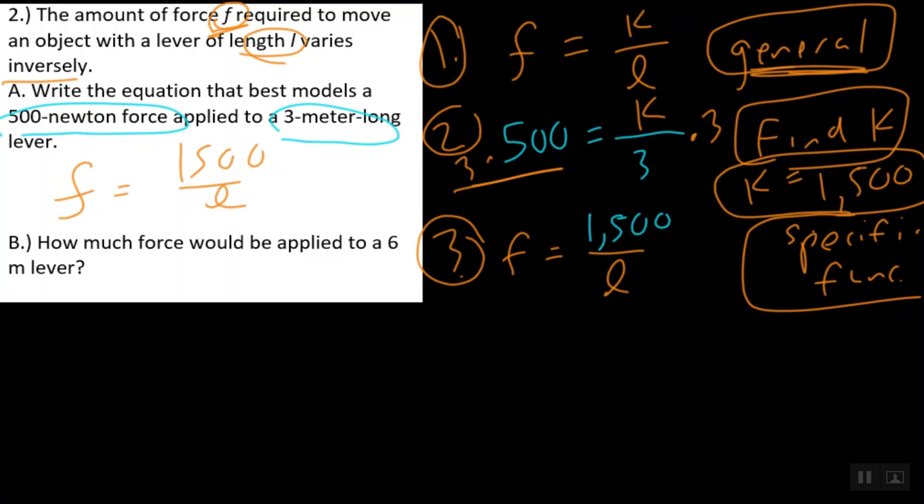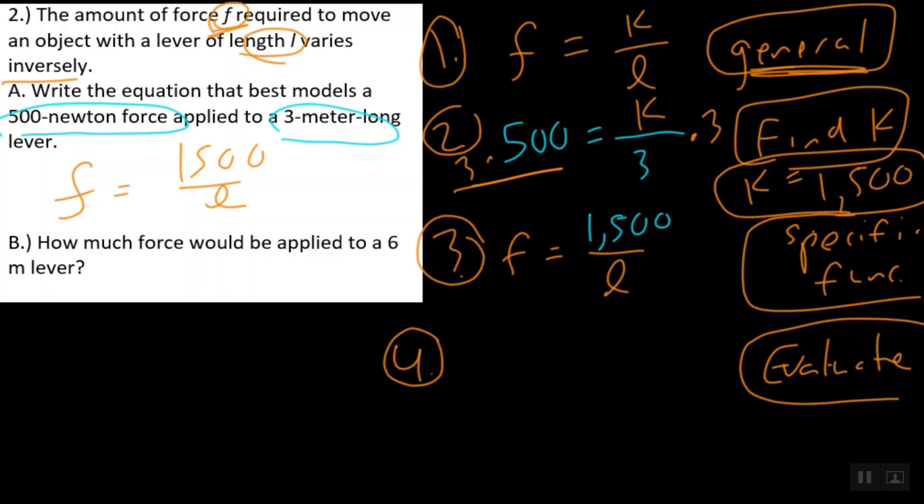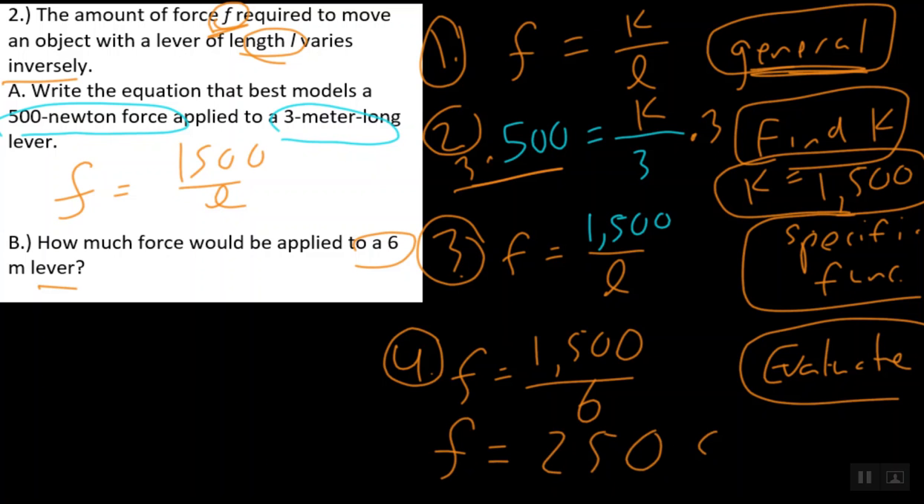And this brings us to step number 4. Step number 4 is the evaluate stage. Let's see, help if I spell this correctly. It says how much force would be applied to a 6-meter lever. Okay, so we can say force is equal to 1,500 divided by 6. And in this case, I would suggest a calculator, just because this could be a little bit trickier. And 1,500 divided by 6 will, of course, give you 250. So it would say that the force here is 250 Newtons.